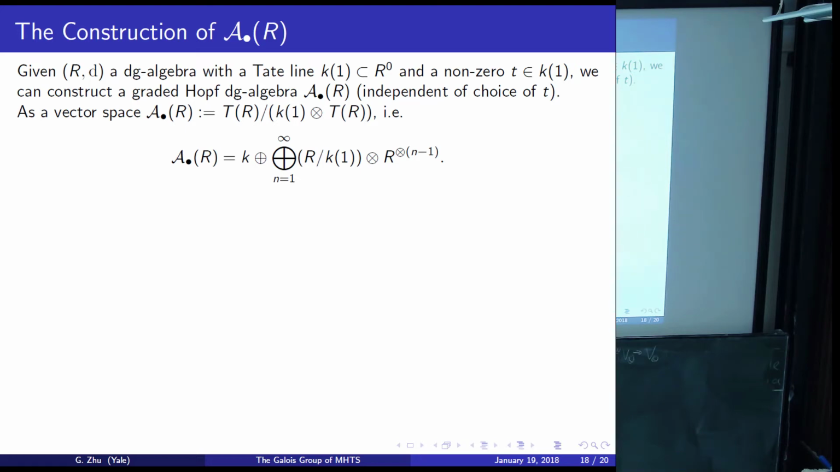As a vector space, it is nothing but the tensor algebra, but the first factor is modded out by K of 1. Question, do you need the K of 1 to be in the kernel of D? Yes, there are some conditions to call it a Tate line, but we didn't put it in the slides. The conditions are that it lies in the kernel of D, and we think it should commute with the whole R. It's a K vector space, and they're all invertible. Other than 0, K1 star is invertible and lies in the center.